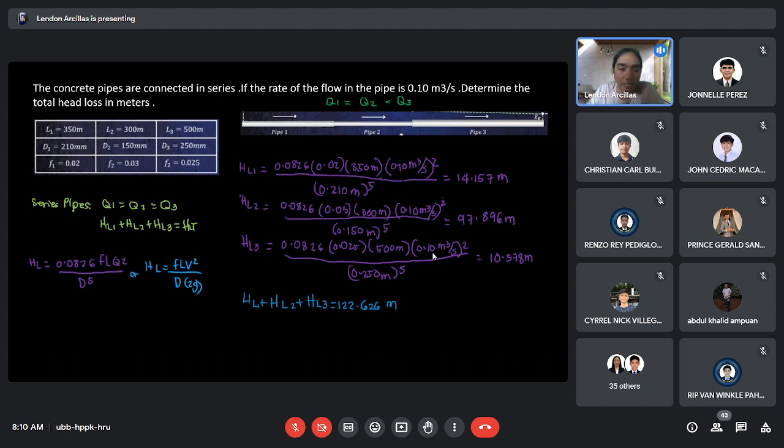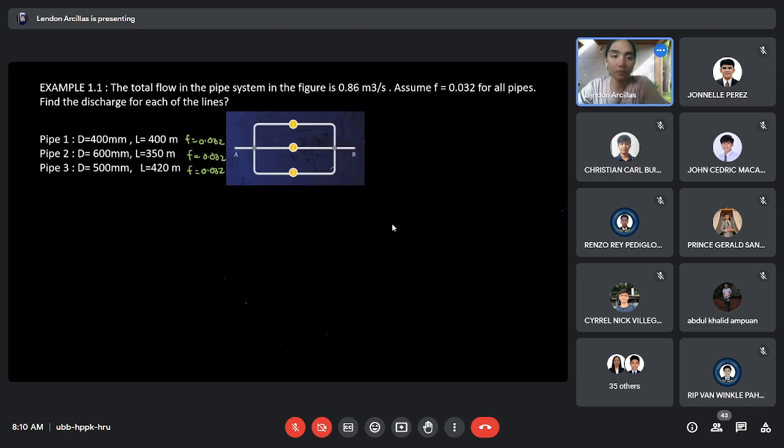Pag hindi binigay yung head loss, so to find head loss, that is the formula usually. So what if pag series ng parallel naman siya? So find the total pipe system in the figure. So ang Q niya from point A is 0.86. Ito din yung lalabas na QB.